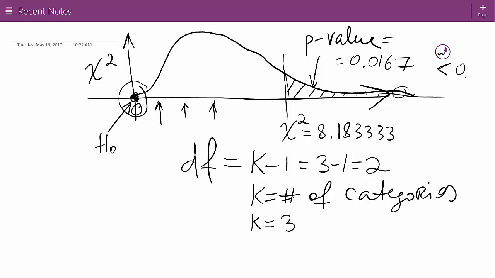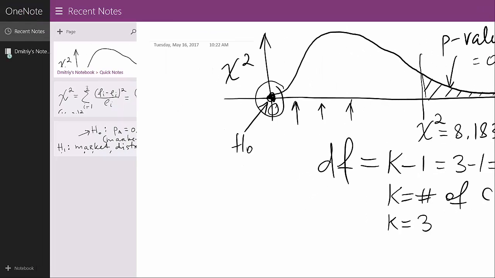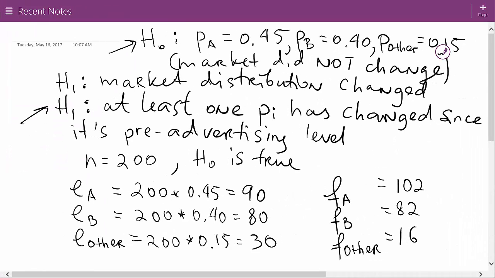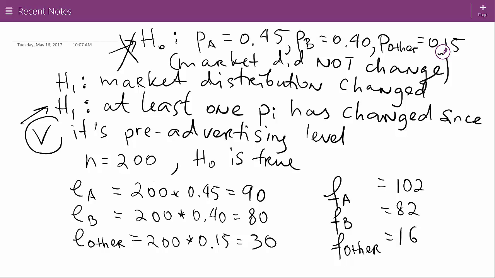So obviously it's less than 5% standard level of alpha, right? So what do we do between our null and alternative? It's low. Reject the null, right? Yep, reject the null in favor of alternative, and let's go back to the null and alternative. Okay, right there. So low p-value, I reject the null in favor of alternative. What does my alternative say? At least one market share has changed as the result of advertising, right? So it basically says that the market was redistributed, right?